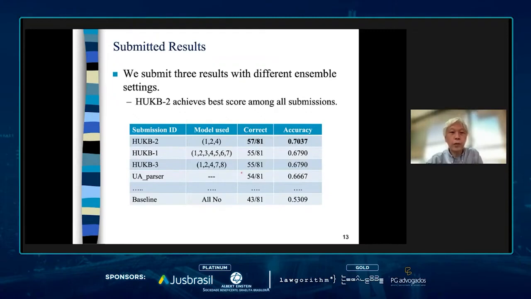We submit 3 results with different ensemble settings. Our system achieves the best performance among all submissions. From 81 questions, we can answer correctly for 57 answers. The accuracy is 0.70.